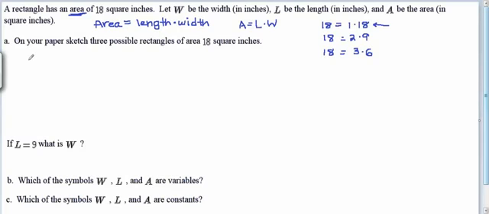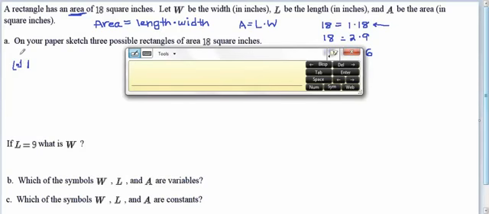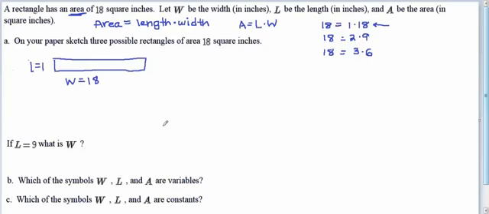So the first rectangle I might imagine could have a length equal to 1 and the width equal to 18. We could take that same set of dimensions and switch it. So now let's say the length is going to be 18, so it would be a very tall rectangle. And we could say the width will be 1. So there are two different rectangles with area 18 square inches.